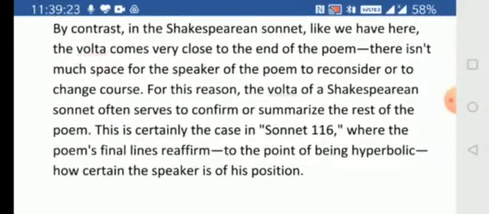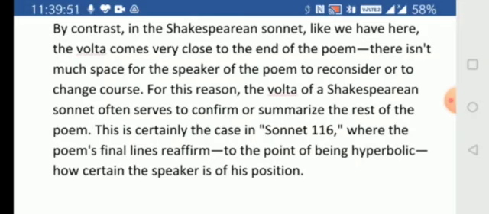By contrast, in the Shakespearean sonnet, like we have here, the volta comes very close to the end of the poem. There isn't much space for the speaker of the poem to reconsider or to change course. For this reason, the volta of a Shakespearean sonnet often serves to confirm or summarize the rest of the poem.